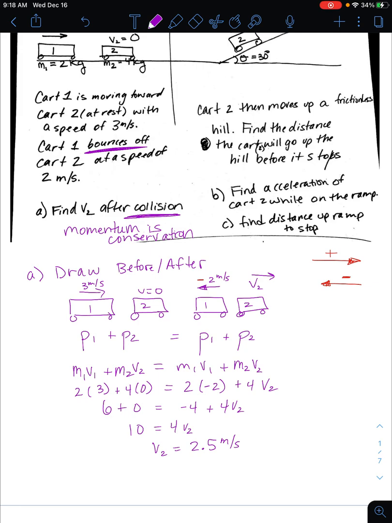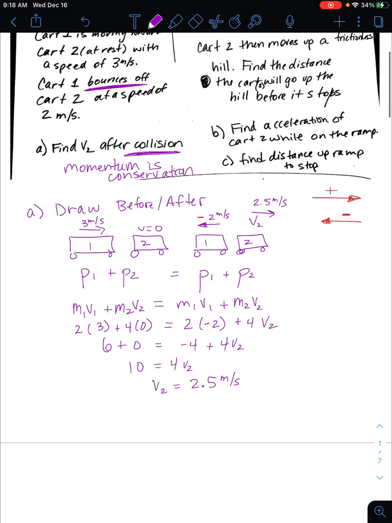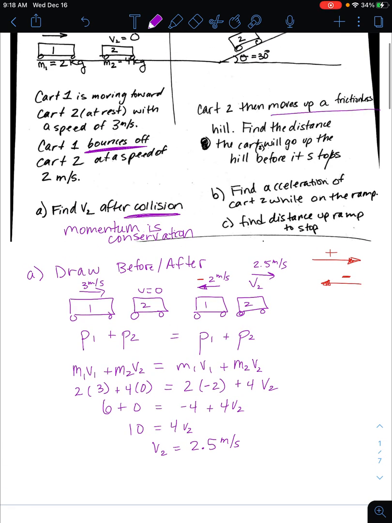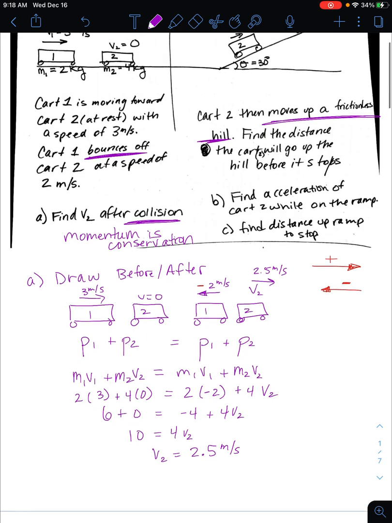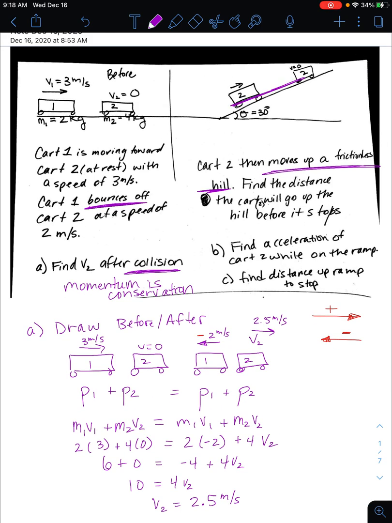Now we know that cart 2 is moving with 2.5 meters per second to the right when it encounters a frictionless hill. We want to find the distance the cart goes up the hill before it stops. Stops means that the final velocity is equal to 0. In order to do this problem, we've stepped it out for you a little. Find the acceleration of the cart while it's on the ramp.